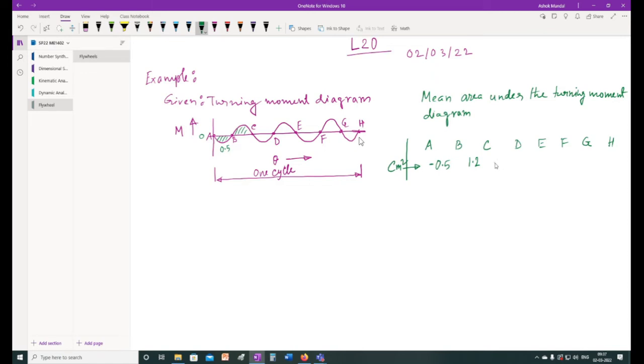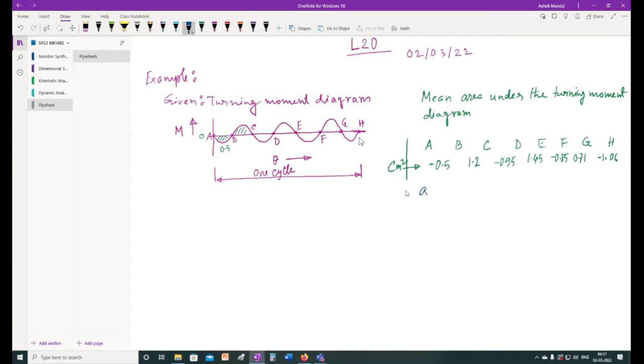Likewise, minus 0.95. Next one is 1.45. Next one is minus 0.85. And the next one is 0.71. And the last one is minus 1.06.